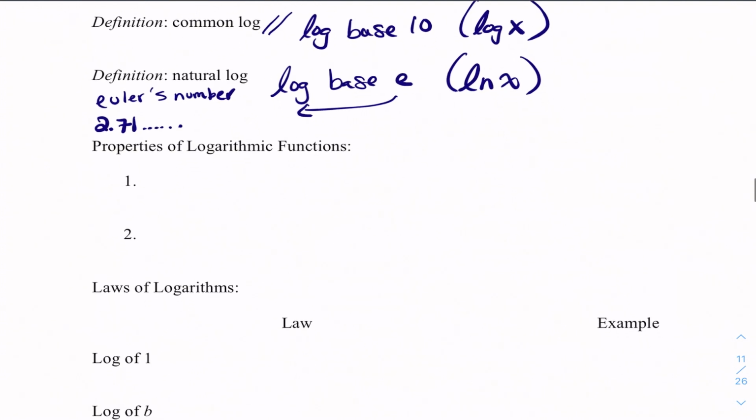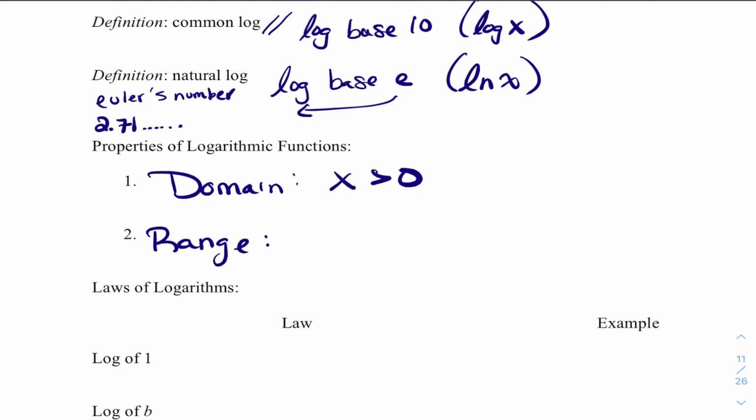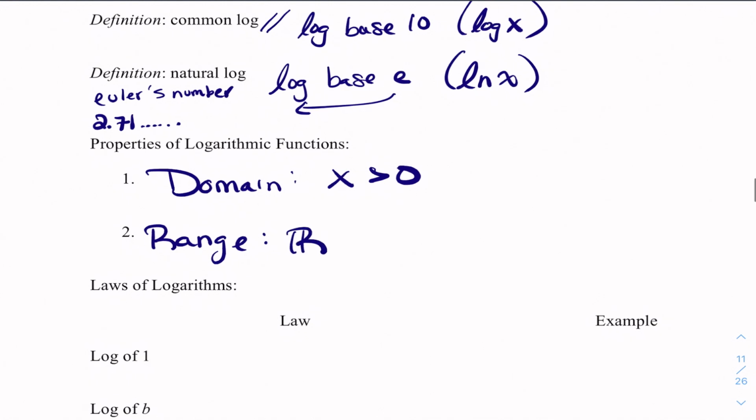Properties of logs. Well, if you know what the properties of an exponential function are, then we just switch the domain and the range. So the range of an exponential function will give us the domain of a log. So the domain of a log is any number that's positive. The range is all reals.